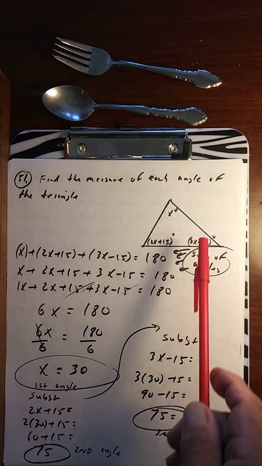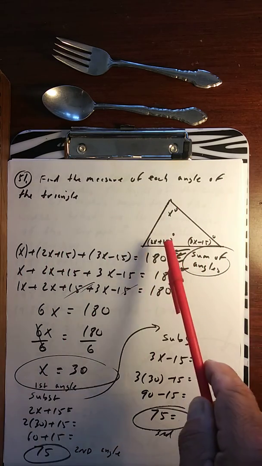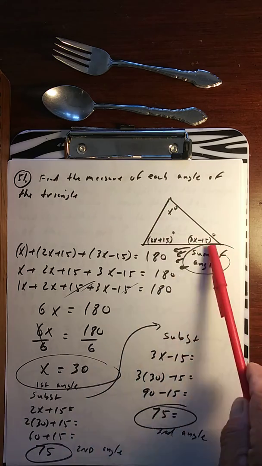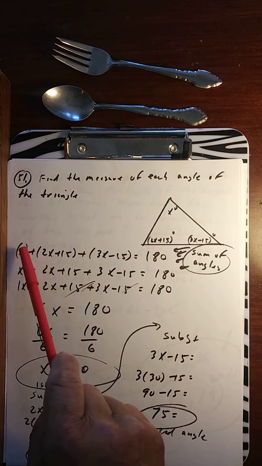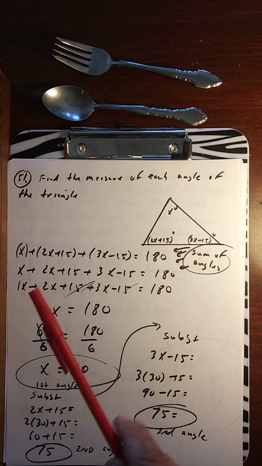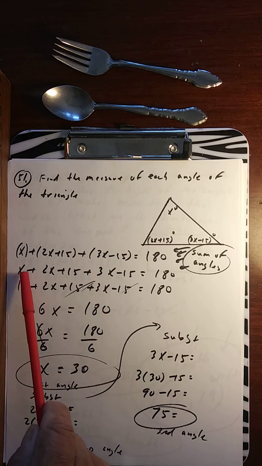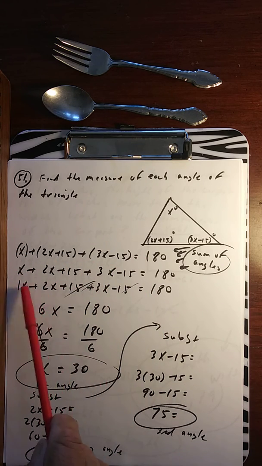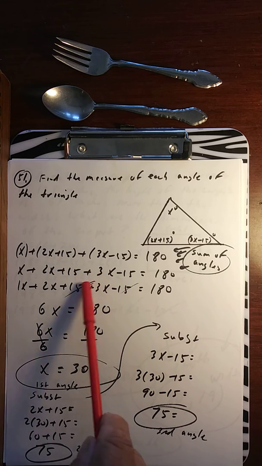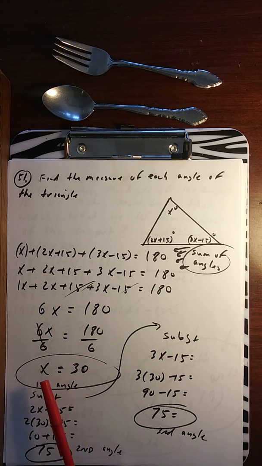Find the measures of each angle of the triangle. Well, inside this, the sum is always going to be 180. So the first, second, and third is going to give you 180. So take the parentheses off. We have 1x, 2x, and 3x, which is going to give you 6x, and the constants cancel. Equals 180. Divide by 6, so x equals 30.